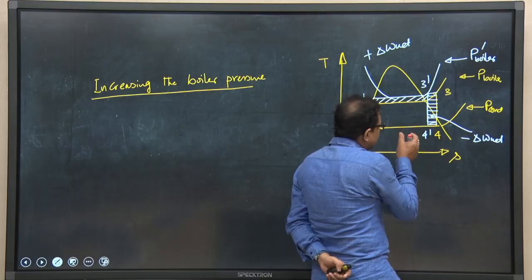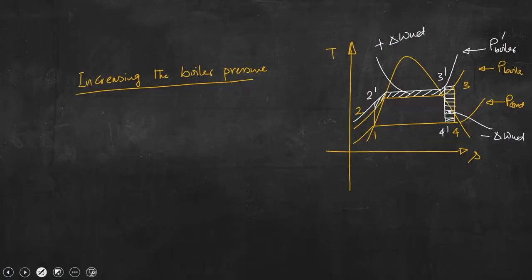Now, if you look carefully, though we are going to compromise this delta W net, we are getting plus delta W net. So, this plus delta W net is almost equal to minus delta W net. So, the overall effect is null. There is no additional effect, but if you look at the T-s diagram carefully, you will find that by allowing the boiler to be operated at a higher pressure, we are going to reduce this delta Q out.